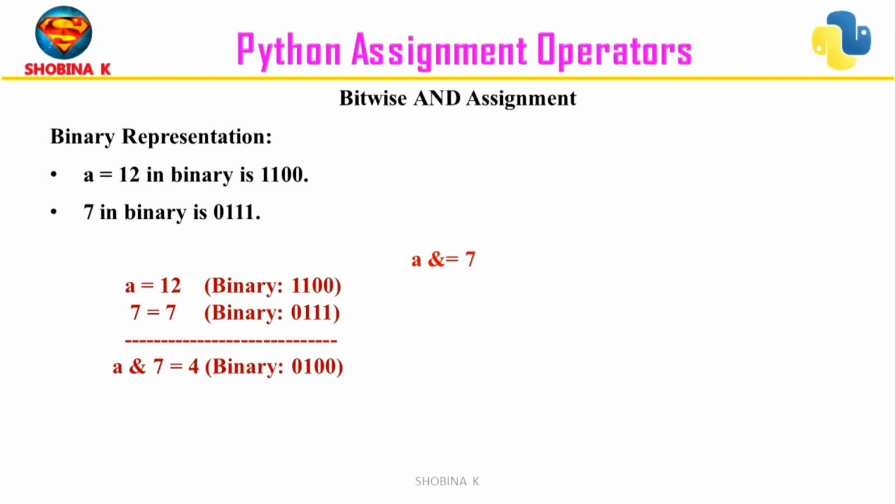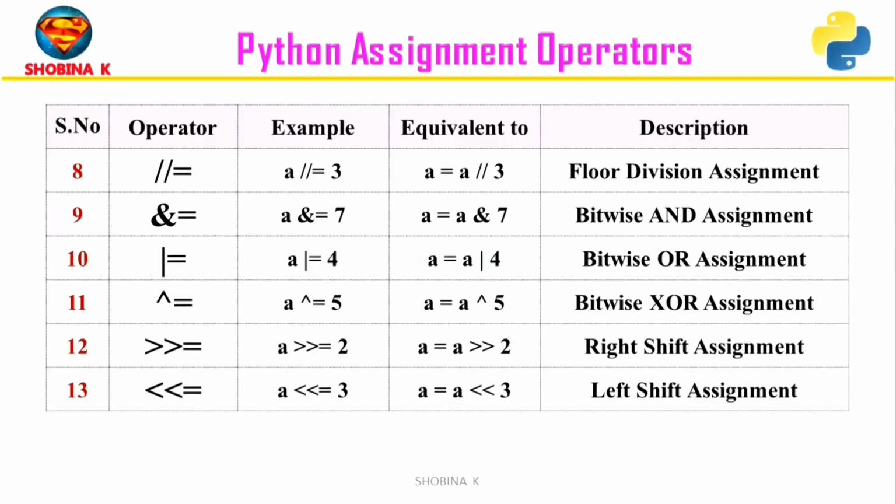Now perform the bitwise AND operation between the binary representation of A and 7 at each corresponding bit position. The AND operation evaluates each pair of bits. That is, if both bits are 1, the result is 1, otherwise it is 0. After performing the bitwise AND operation, A will hold the value of 4. Its binary representation is 0100. And this is how the bitwise AND assignment operator works. A &= 7 is equivalent to A is assigned the result of A bitwise AND 7.